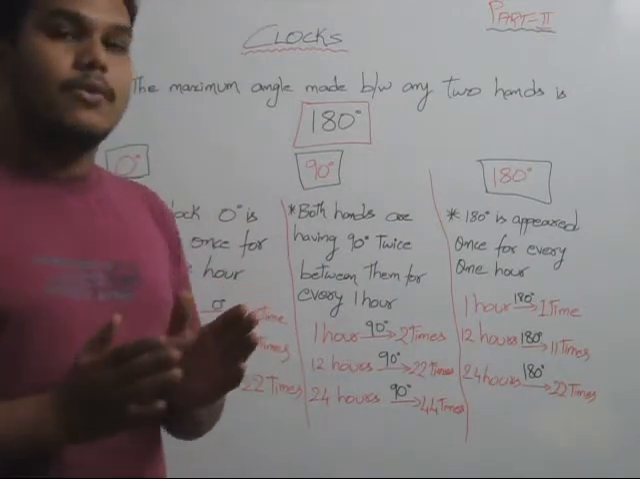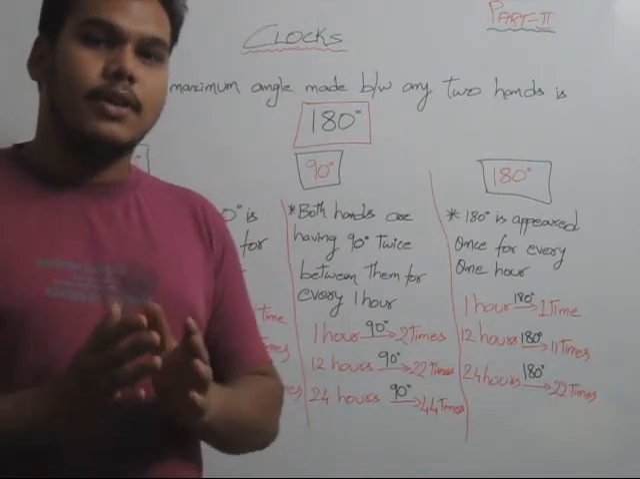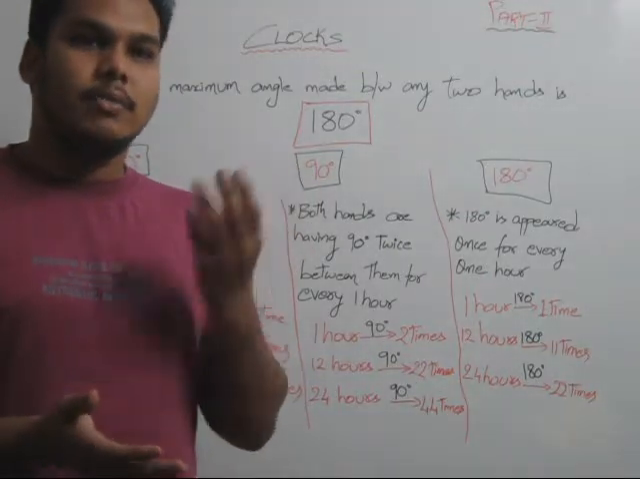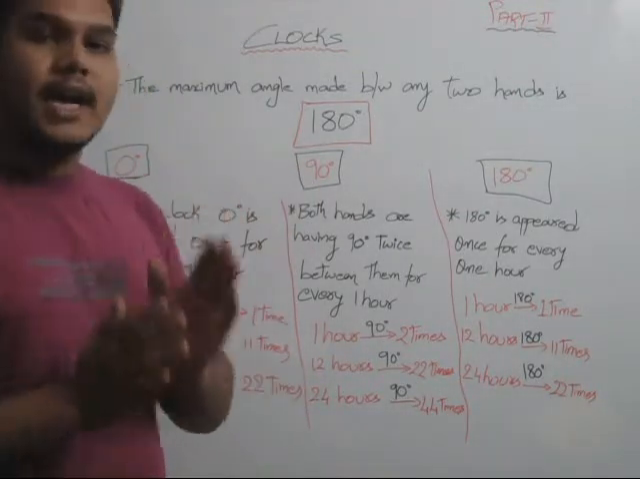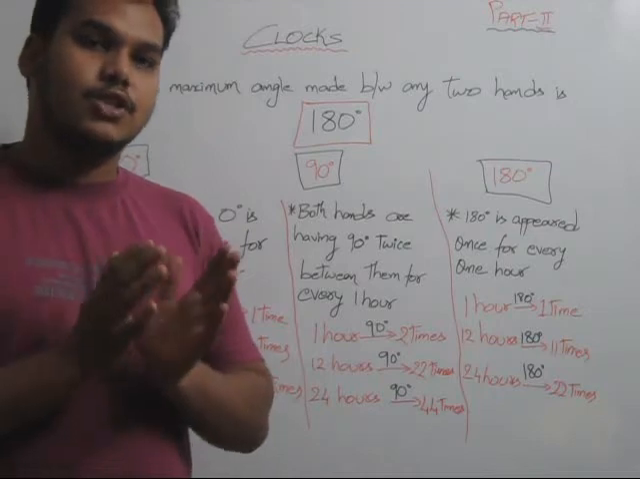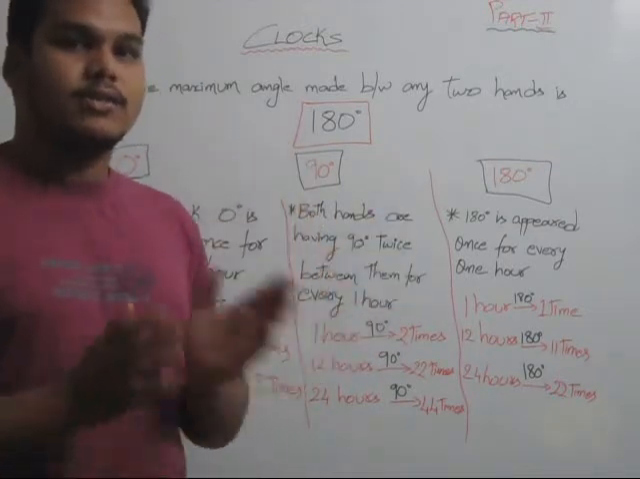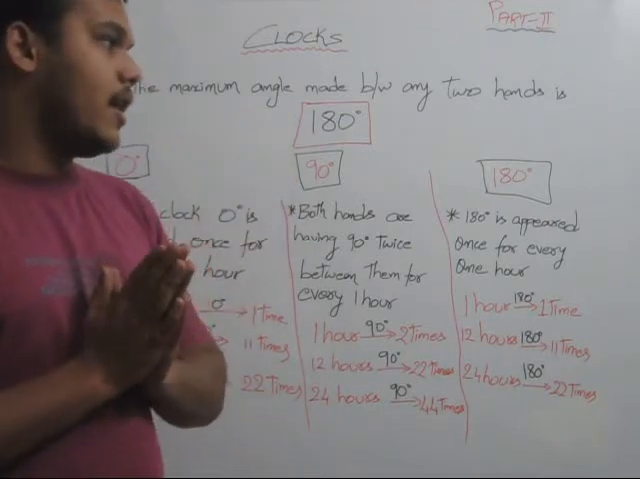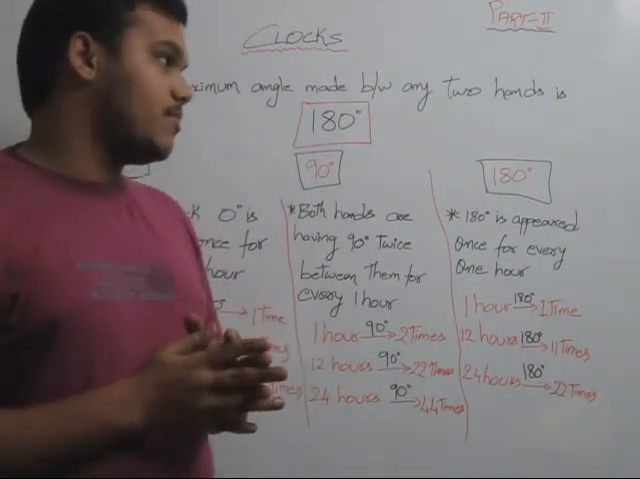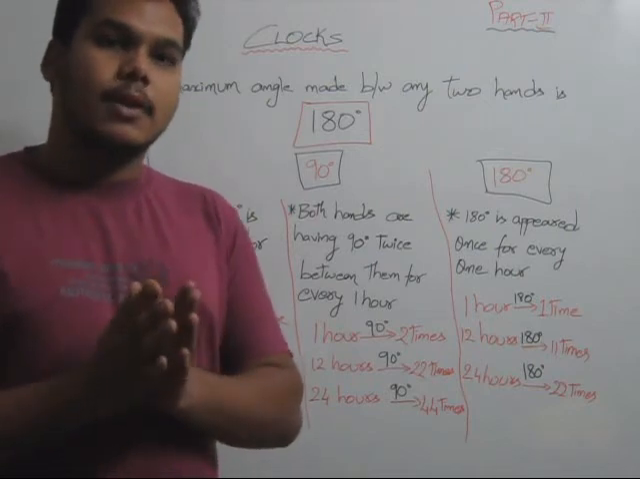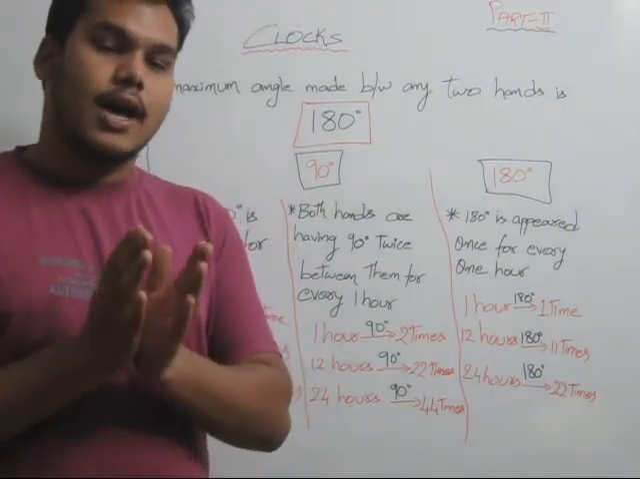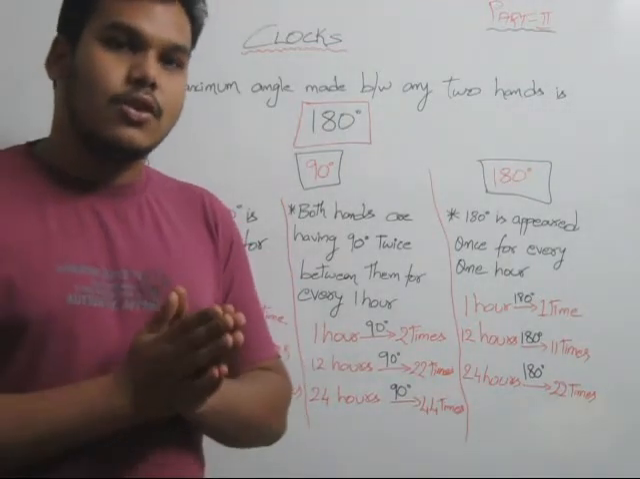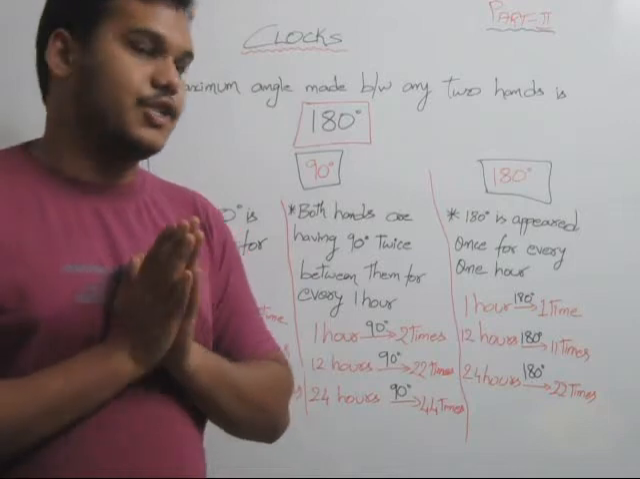We know how to find the angle between the two hands in the clock, namely the minute hand and the hour hand. The maximum angle that can be expected between these two hands is 180 degrees, not more than that. This is an important note. And moving on to the other concepts, the angle made between the two hands can be calculated using the formula theta equals modulus of 11 by 2 m minus 30 h.